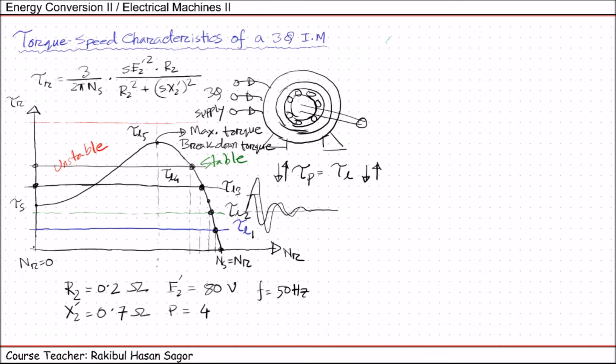Next we'll see the effect of changing rotor resistance on the torque speed characteristics curve.